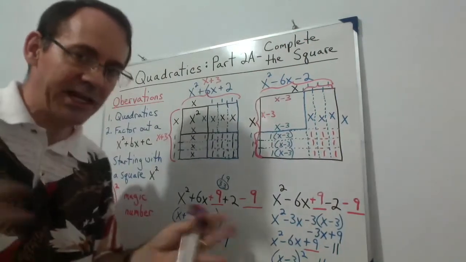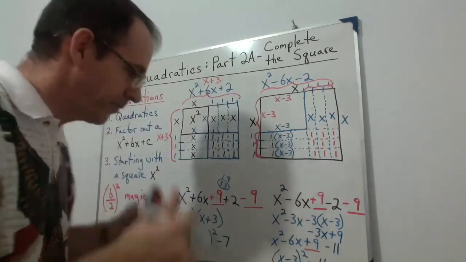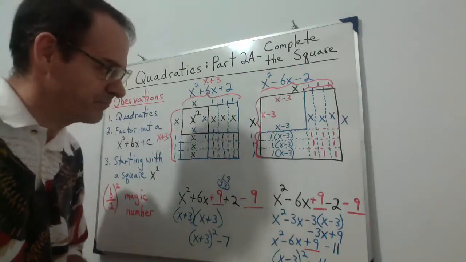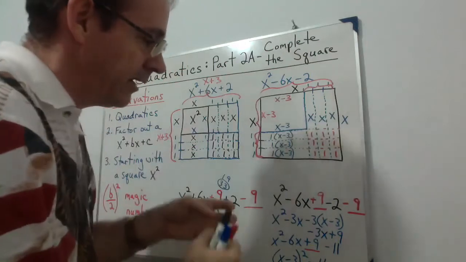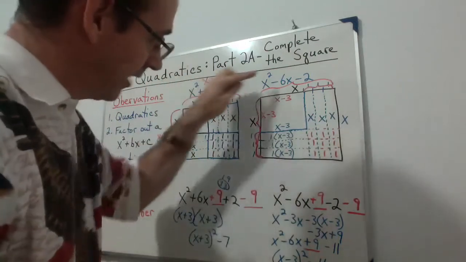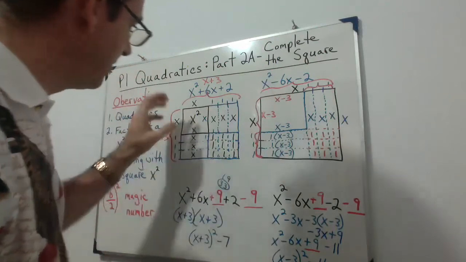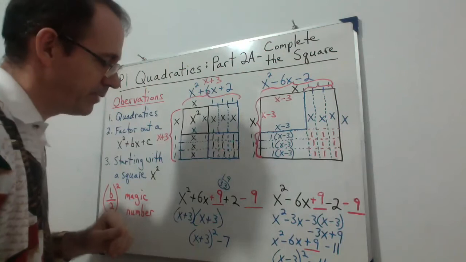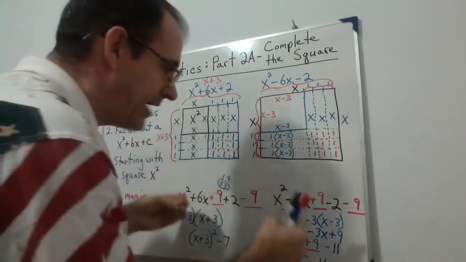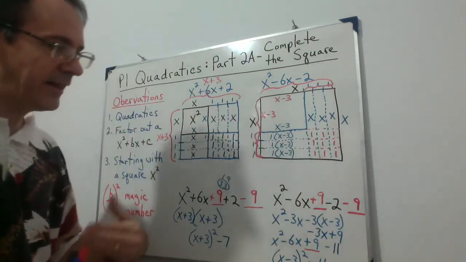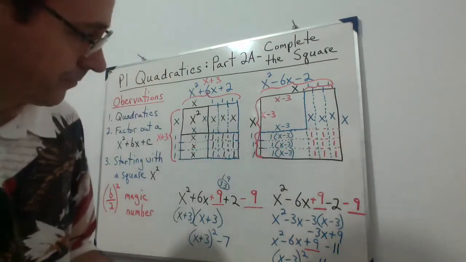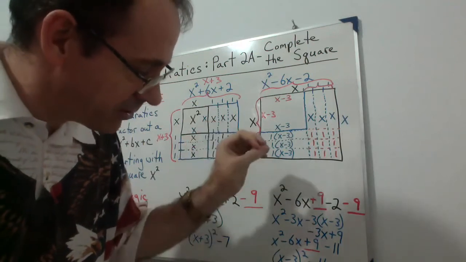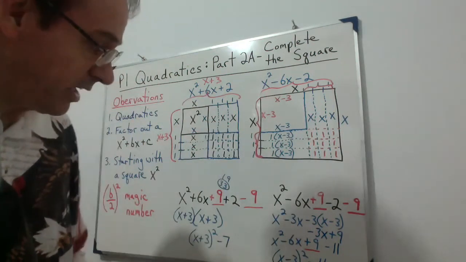The outside number changes, but that's okay. We don't care about that number. What we care about is maintaining that perfect square. So we started with a big square, we deducted from it, and we ended up with a smaller square. On this one, we started with a smaller square, we added to it, and ended up with a bigger square. So the magic number that allowed it to factor perfectly was the plus 9.